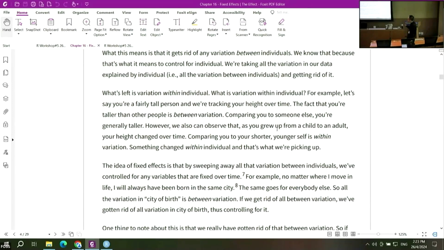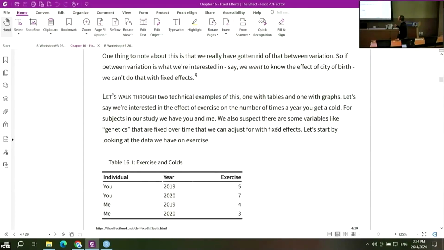Between individual variation. If we get rid of between variation, we've gotten rid of all variation in this particular variable called city of birth. And thus we're controlling for that using what we call a fixed effect. So one thing to note about this is that we really have got rid of between variation. That's what we aim at doing.